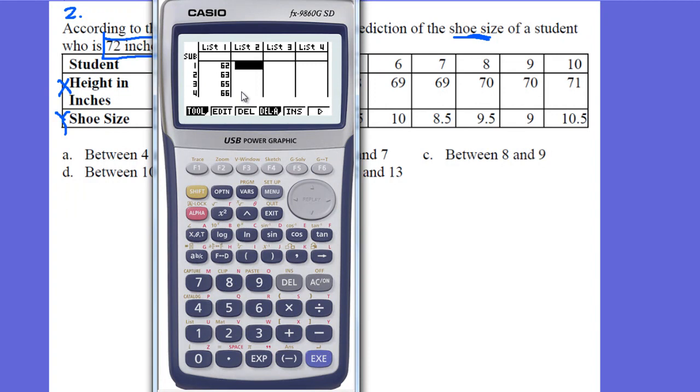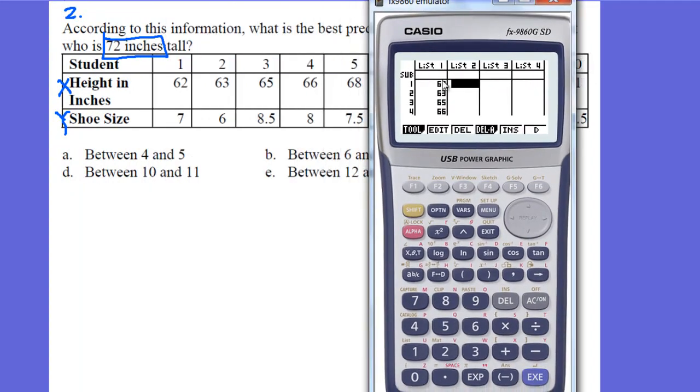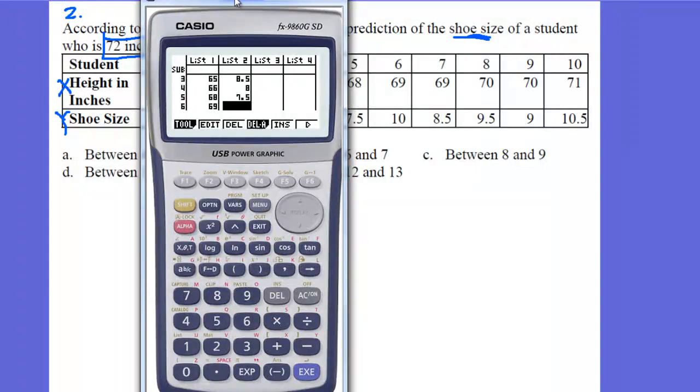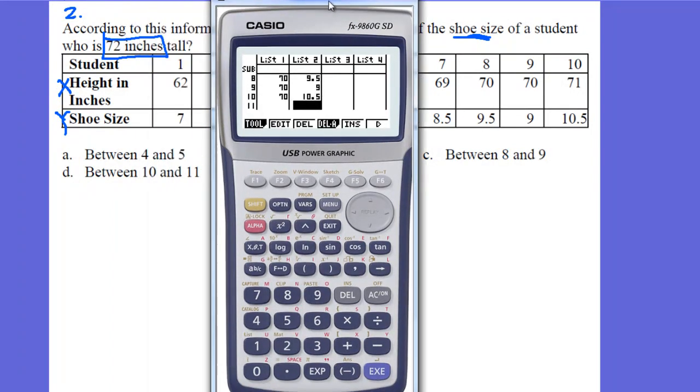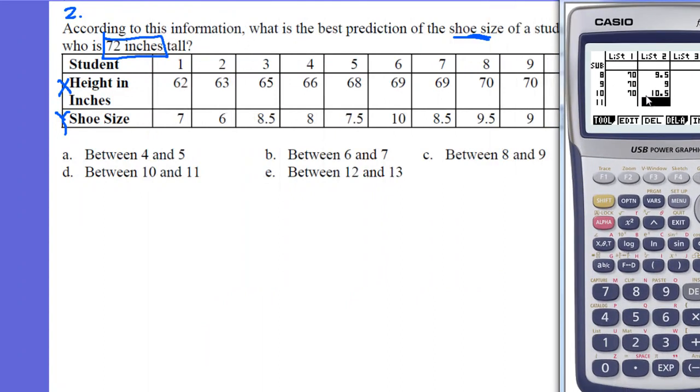Right arrow. So the Y value for 62 is 7. And then 6, 8.5, 8, 7.5, 10, 8.5, 9.5, 9, and 10.5. And once I have all the entries here, I can now solve for the equation of the line of best fit.